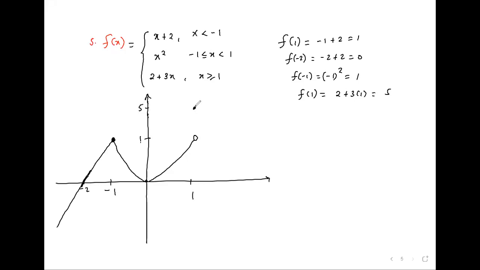Then pick some number bigger than 1. So we'll have 2 plus 3 times 2, that's 2 plus 6, which is 8. It's going up.